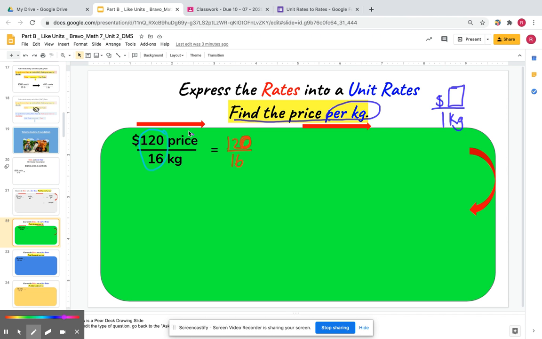We definitely forgot to carry over our units and our symbol. So dollar sign, we're keeping it in the back for right now. Price over kg.